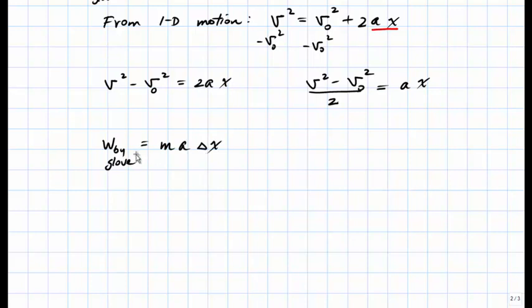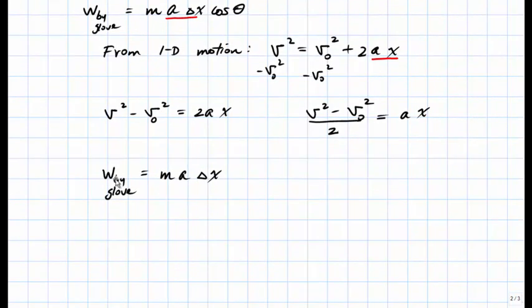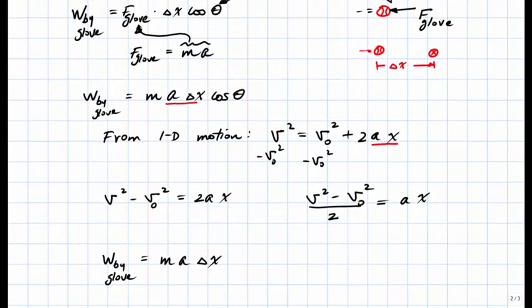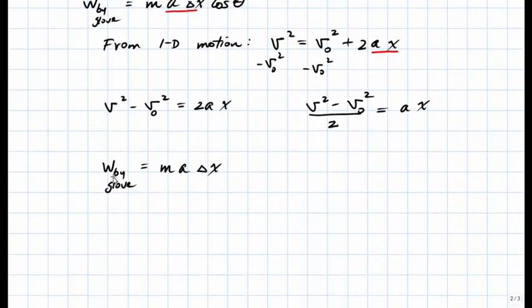As you can see, if we compare these two equations, here I have ma delta x, and over here I have ma delta x cosine theta. I've eliminated the cosine of theta, and let's see what that does for us. We know that the work done by the glove is negative because the force is directed opposite to the displacement, right? Let's examine that. Here's the force, it's directed to the left, the displacement is to the right, and therefore the glove is doing negative work. We need a negative result in this equation. Let's see if we get it.